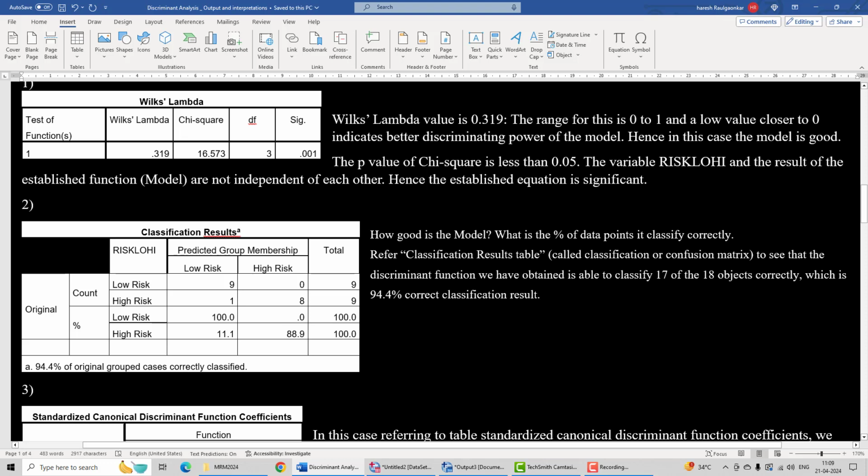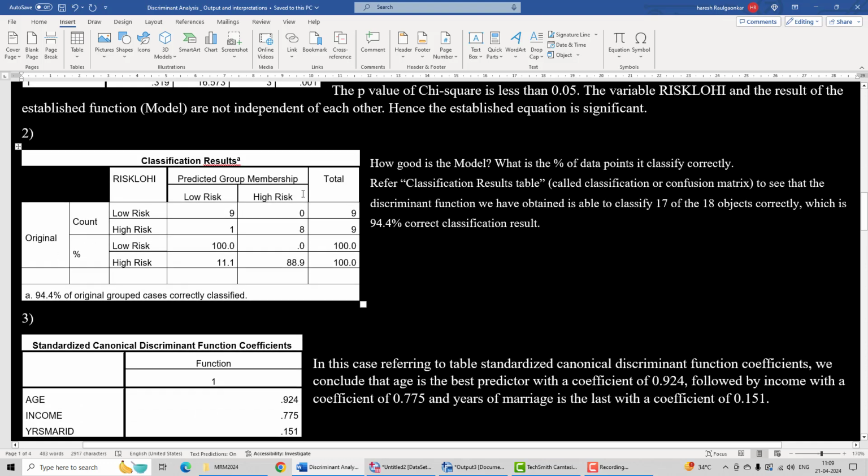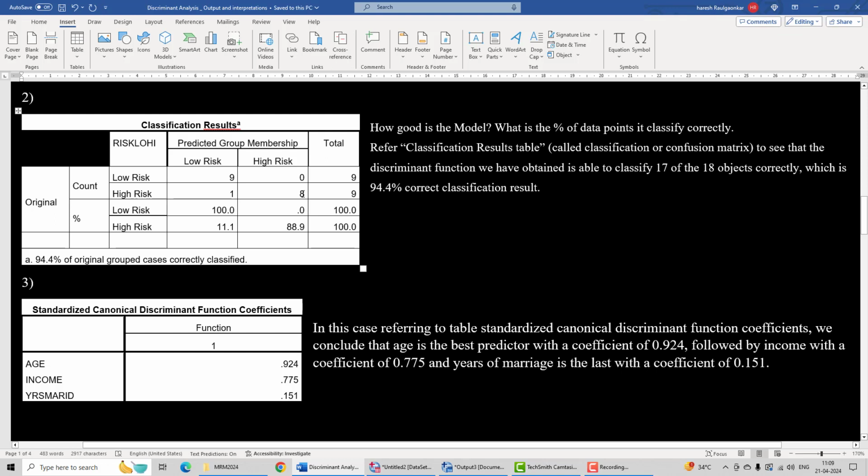Now we come to the classification results. The classification results are obtained by using the established model back on the data, right? Same data which was there, we will use the model to reclassify the original customers.